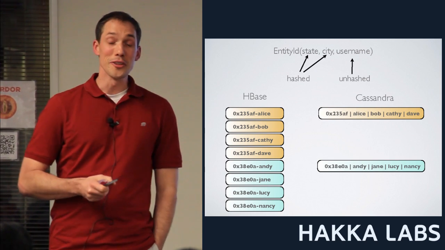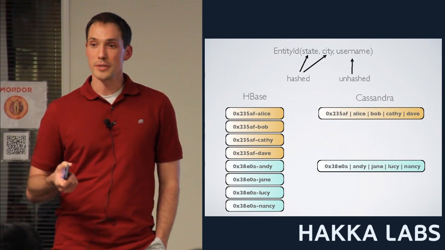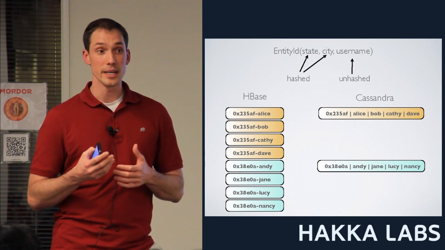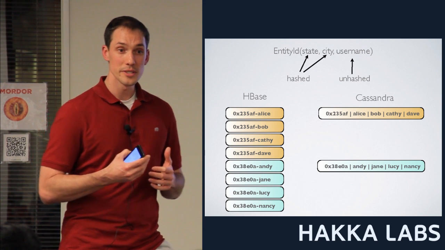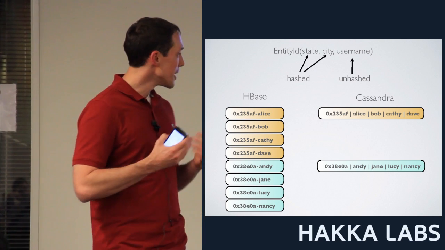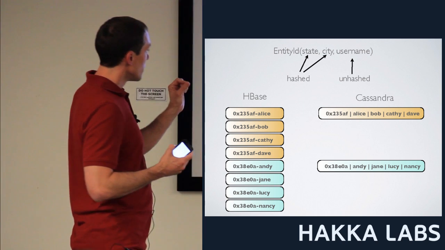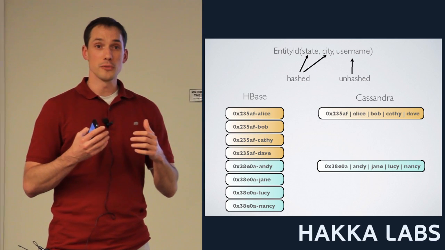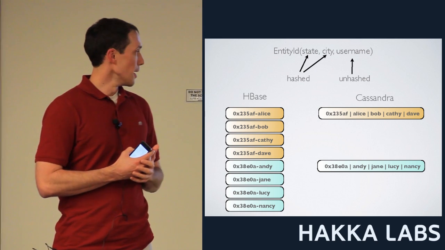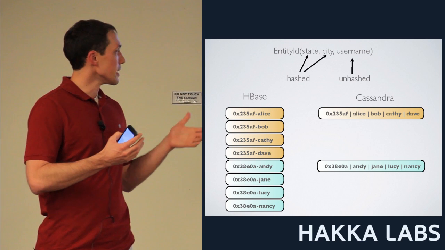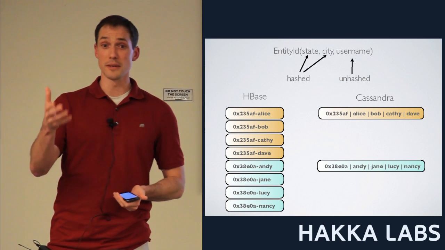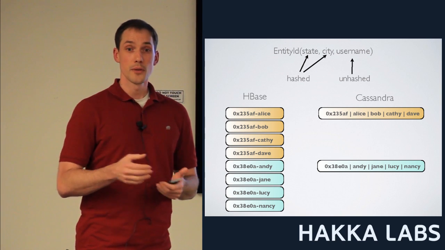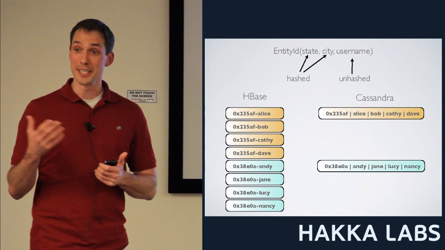In Cassandra, on the other hand, we get very wide rows. Remember, we're mapping these unhashed components of the entity ID to the clustering columns in Cassandra. So the rows are dictated by the hash components, which map to our partitioning columns. And then the rest of the entity ID maps to these clustering columns. And this gives us the functionality that we want, because we can now perform a scan through all of the different users who live in the same city and state.